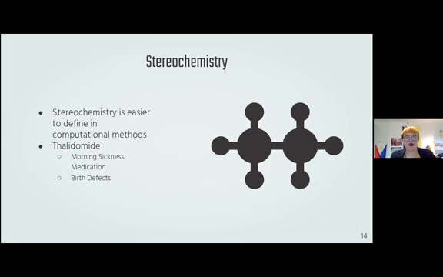One stereoisomer of thalidomide was a morning sickness medication in, I believe, the 70s, but they found out not very long after that the other stereoisomer of thalidomide caused pretty bad birth defects in the children of mothers who used it as a morning sickness medication. So stereochemistry can lead to some pretty grisly effects when it's used in medicine, and it can have different effects on how things work as we move forward in this study.